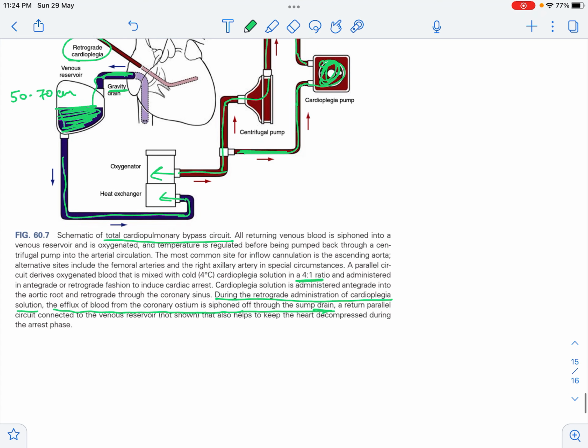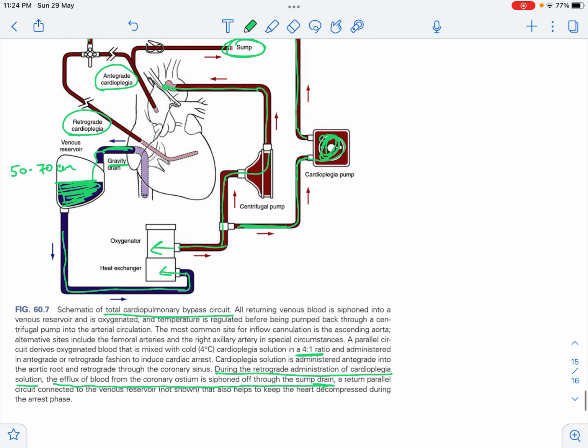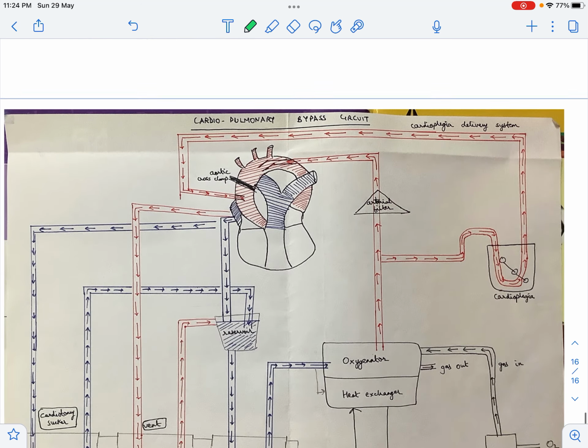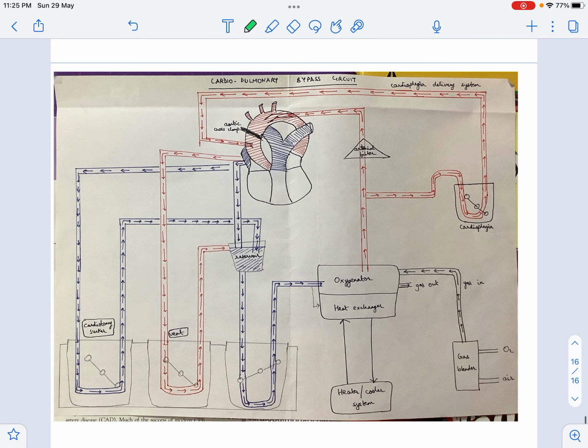Now, supposing in the exam you want to draw a diagram of this cardiopulmonary bypass circuit, and you feel that the images I have shown you so far, the one from Bailey and Love and this one from Sabiston, are complicated. Here is one diagram which I used for my exams. So, this is the heart. The red is the oxygenated blood, the blue is the deoxygenated blood.